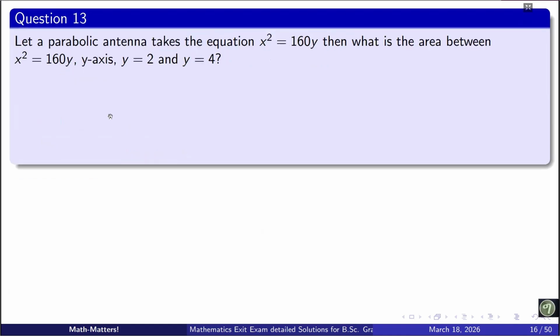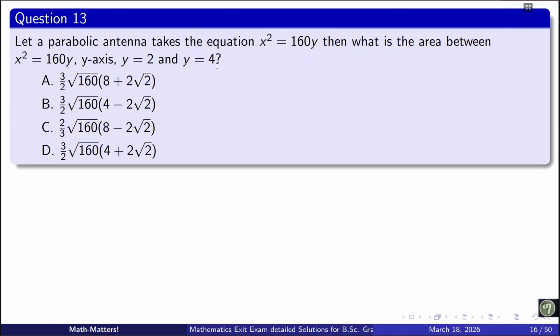Next, let a parabola antenna take the equation x squared is equal to 160y. Then what is the area between x squared is equal to 160y, the y-axis, y is equal to 2, and y is equal to 4? The alternatives are this one.